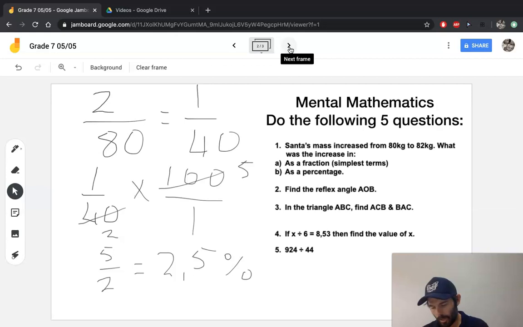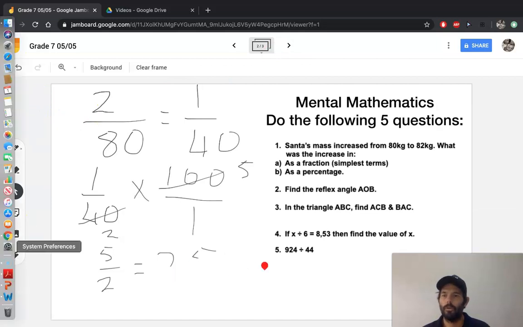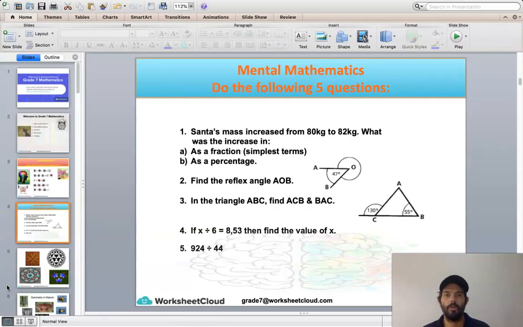Then you needed to work out the reflex angle, and I'll just go back to where the mental questions are there. So you can see that you got 360 degrees in a full revolution. You need to take off 47 degrees, and that will leave you with 313 degrees.